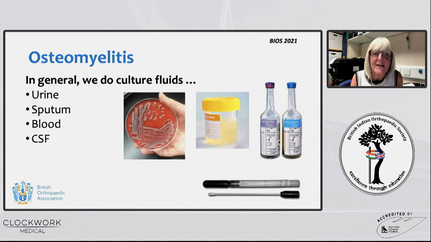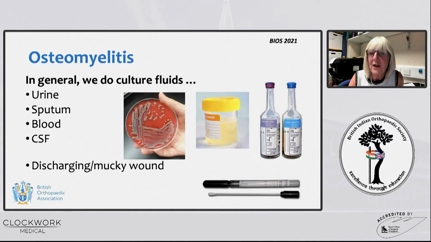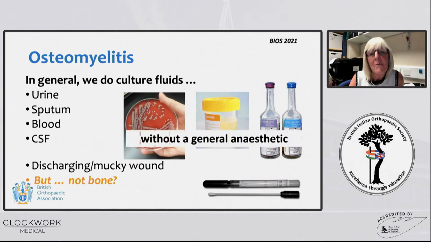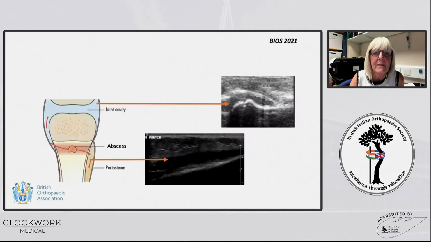So in osteomyelitis, why do we need to discuss something about osteomyelitis? Well, in general, one of the interesting things is we love to culture fluids. All of these fluids we culture, and discharging mucky wounds we culture. But we don't culture bone. So if the infection is in bone, we think, okay, we don't need to culture it. Maybe just because all the other samples can be taken without a general anesthetic, but the bone would require an anesthetic or at least some substantial pain relief.